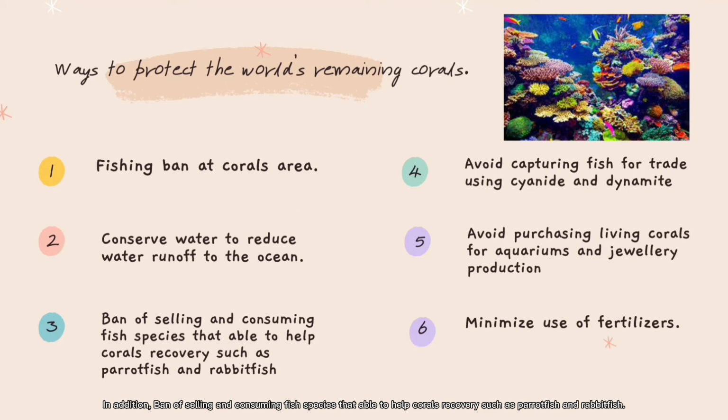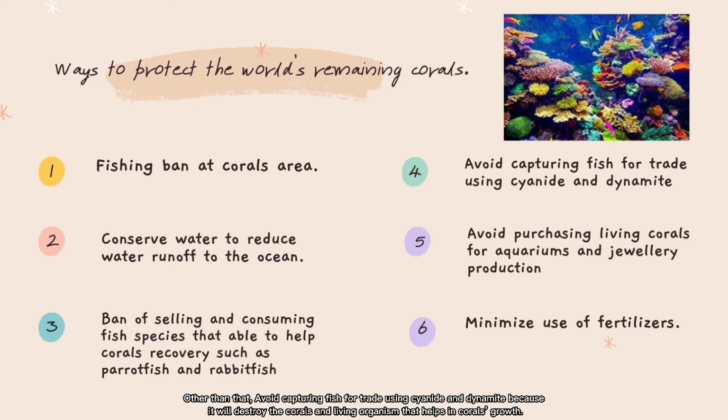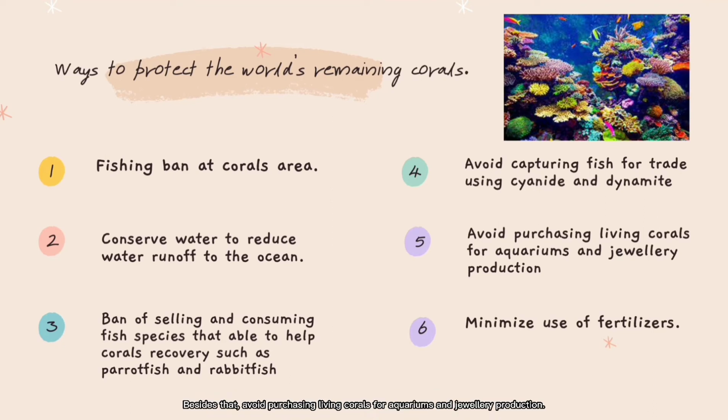In addition, ban the selling and consuming of fish species that help coral recovery, such as parrotfish and rabbitfish. Other than that, avoid capturing fish for trade using cyanide and dynamite because it will destroy the corals and living organisms that help in coral growth. Besides that, avoid purchasing living corals for aquariums and jewelry production. Lastly, minimize the use of fertilizer.